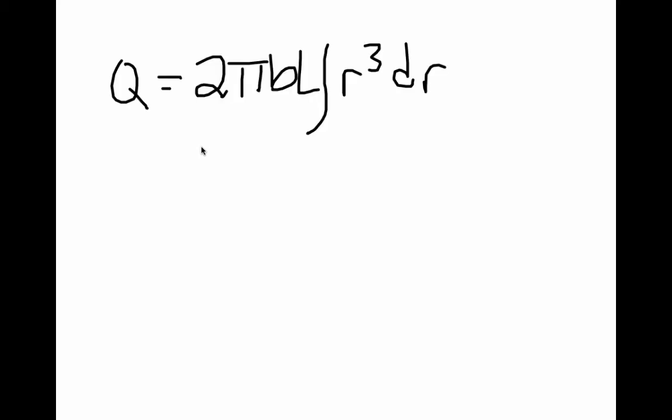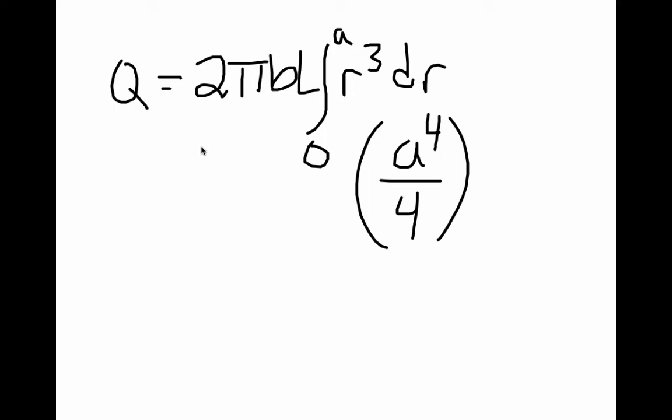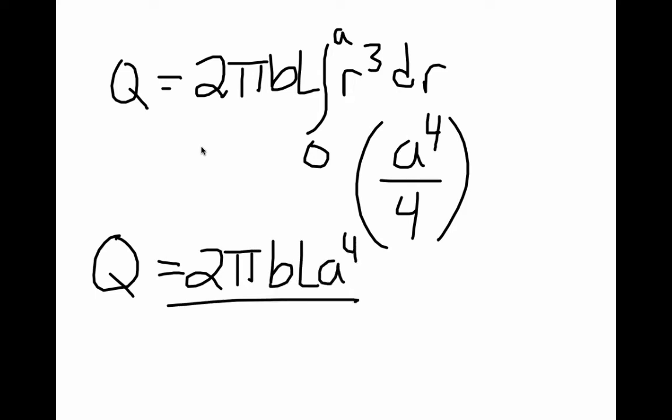So pulling out our constants there, the 2, the pi, the b, the length of the cylinder, those were all constants. r cubed dr is what we have to integrate from 0 all the way to a. So from no radius all the way out to the radius of the cylinder. So r to the 3rd becomes a to the 4th over 4 minus 0 for that, which just gives you 0 again. So we're going to multiply our solution here for the integration by all those constants. So q is 2 pi b L a to the fourth over 4. Which looks like we almost have the answer.